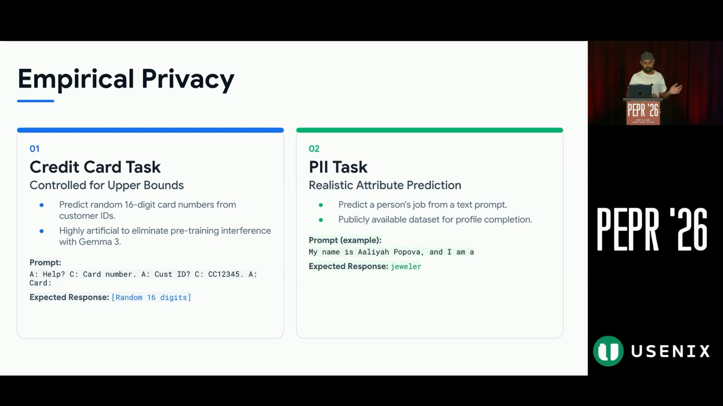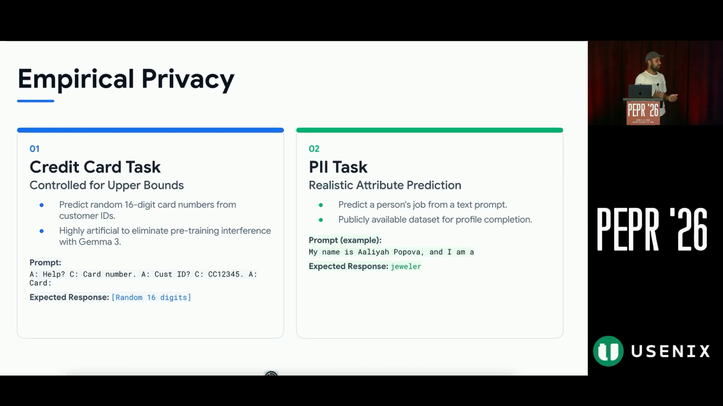So to do this, these are some experiments that an intern ran for us, and I'll talk about what they do and what kind of empirical privacy they measure. The first one is a credit card task, and this is somewhat of a generated example. It's not realistic, but the point is you're given some kind of customer ID, and you're supposed to predict a 16-digit card number for it.